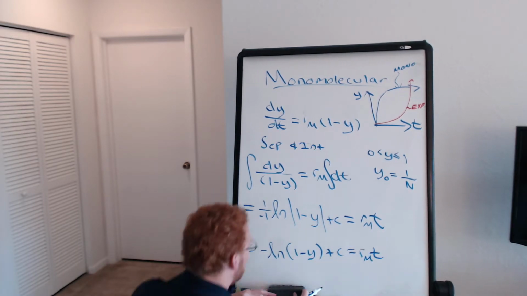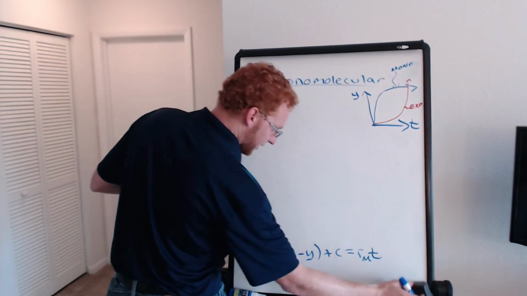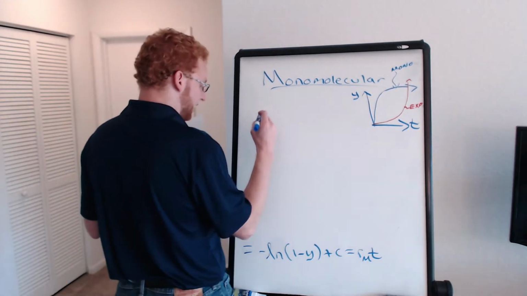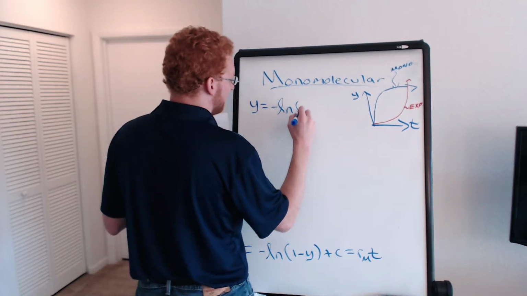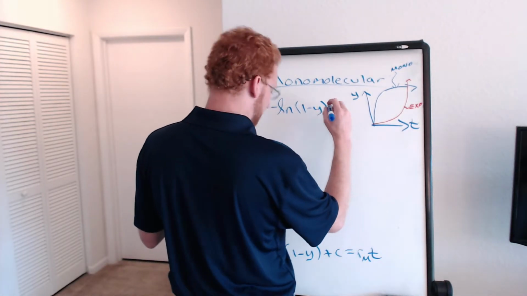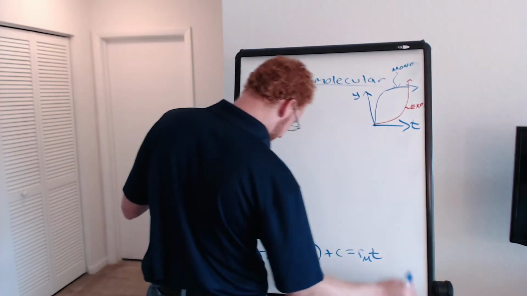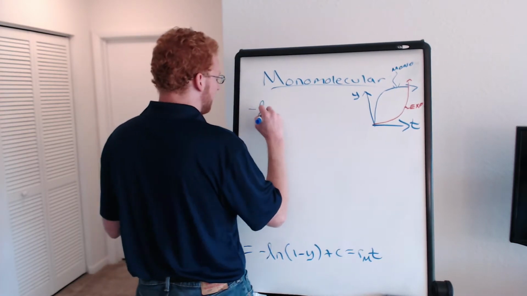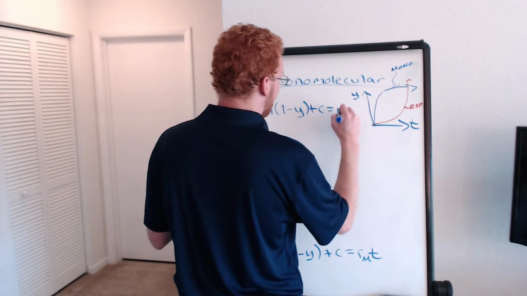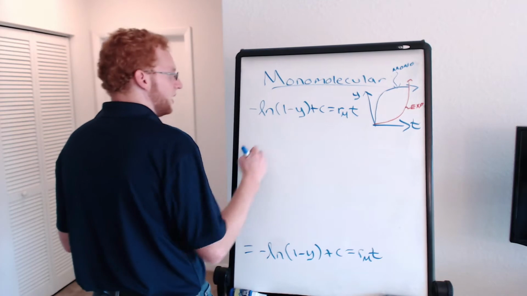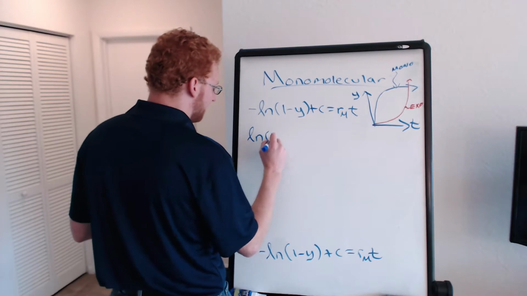plus c is equal to r sub m times t. I'm going to erase a bunch of this stuff. Then we have y is equal to negative natural log of 1 minus y. Oh wait, what did I do? Screwed that up. Negative natural log of 1 minus y plus c is equal to r sub m times t. So move the c to the other side, multiply everything by negative 1.